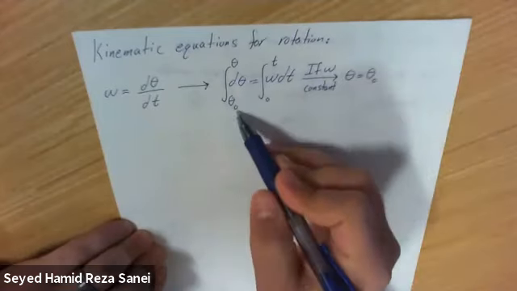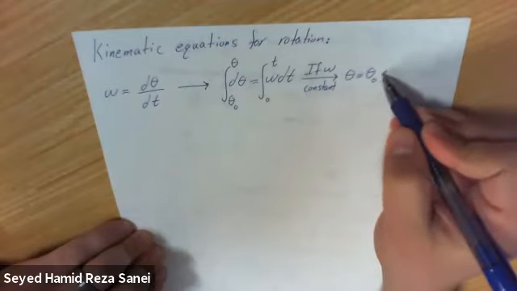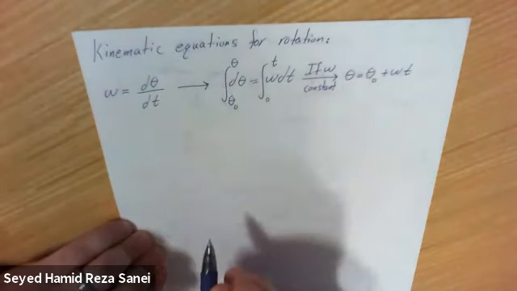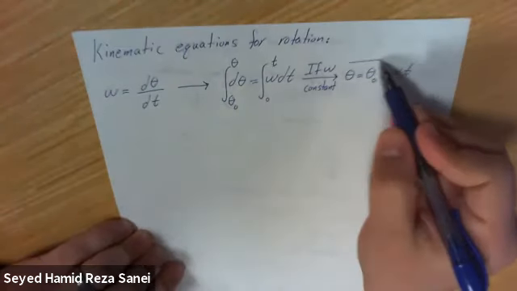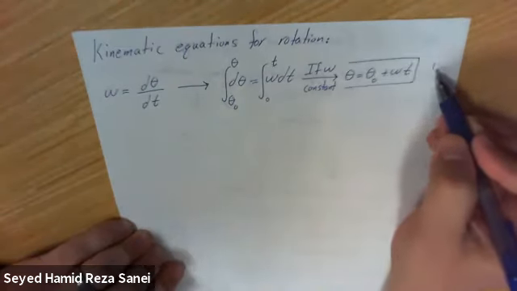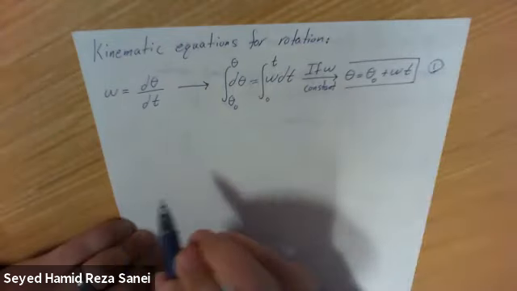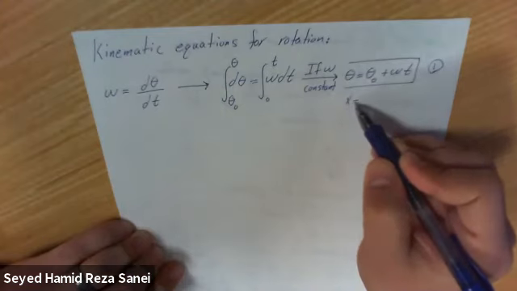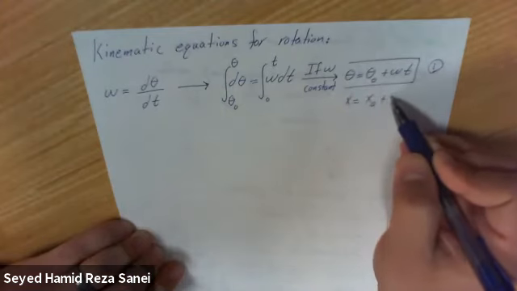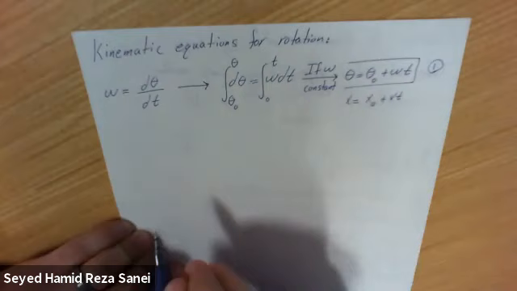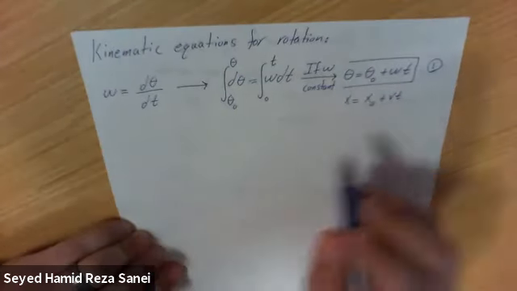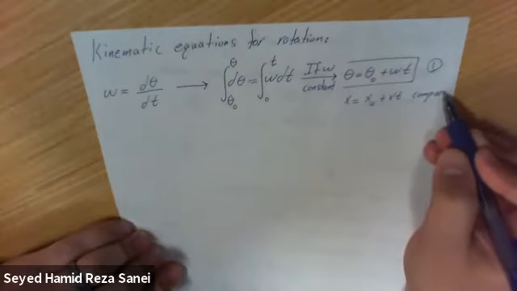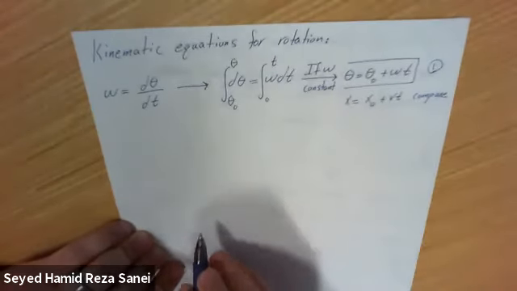So theta minus theta naught equals omega t, and I move theta naught to this side. So that's our first equation for rotation. And if you look at it, this equation is very similar to, let's say, x equals x naught plus vt, the linear relationship. I'm just writing it here for comparison to see the kinematic equations are very similar.